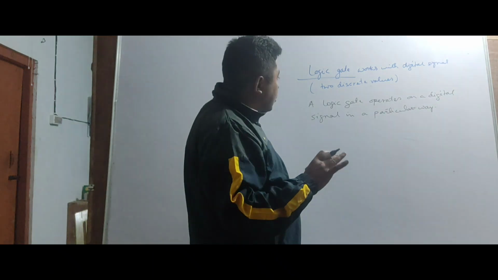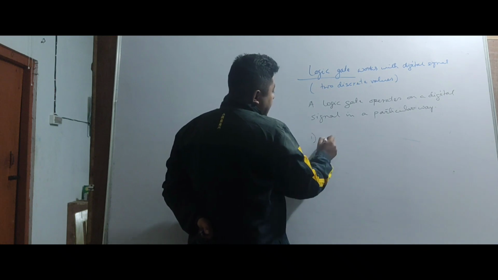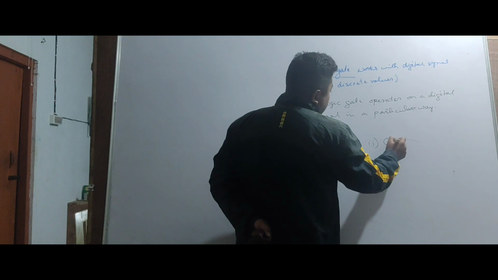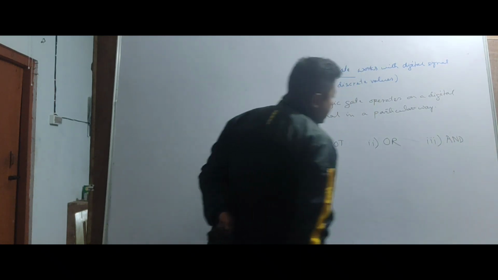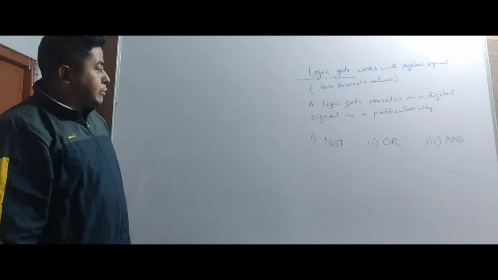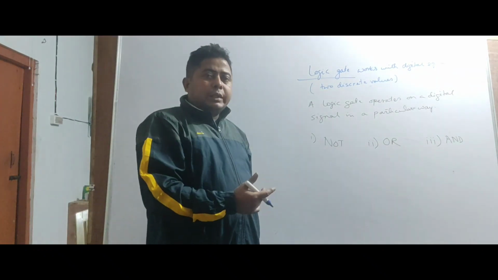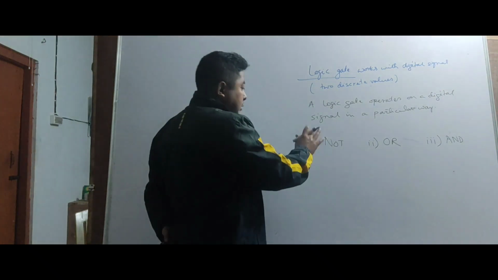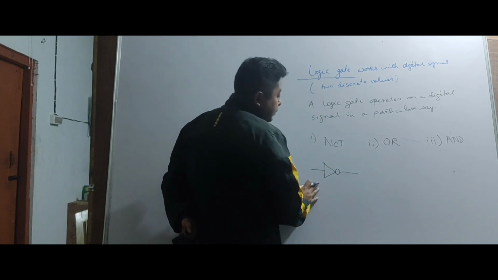There are three types of logic. Number one is NOT, number two is OR, and number three is AND. These are the three kinds of logic gates that we have, and they operate on the data in a certain way. For example, take the case of NOT. This is the symbol for the NOT gate.